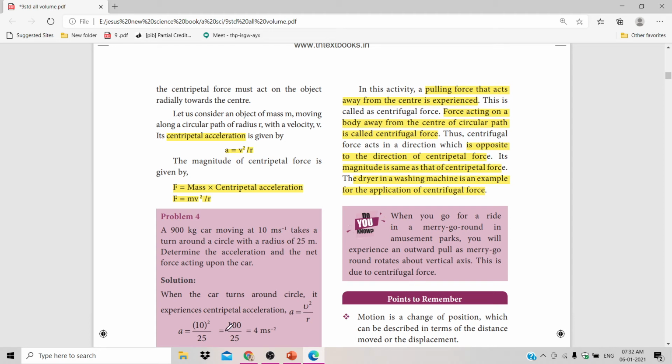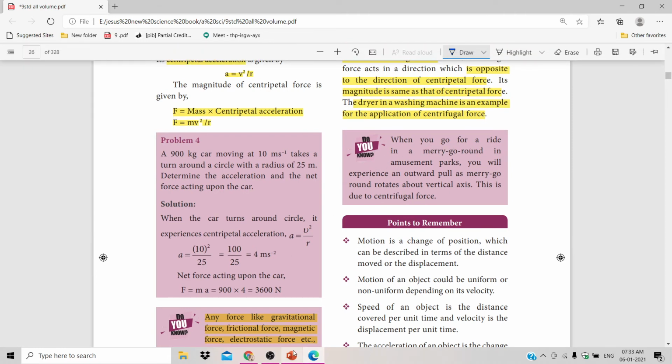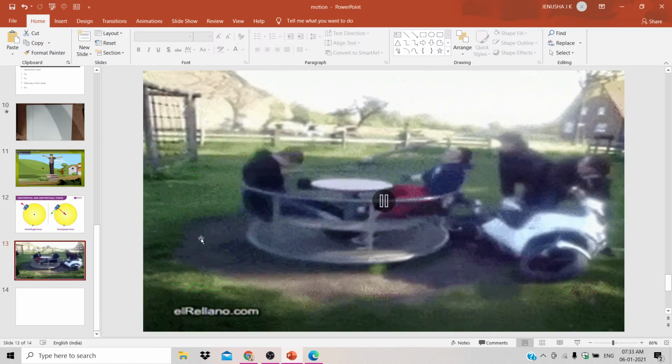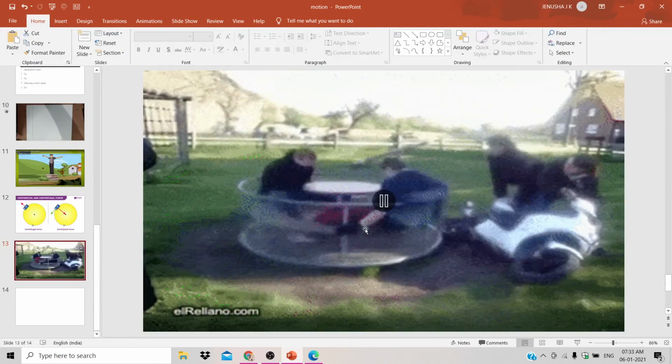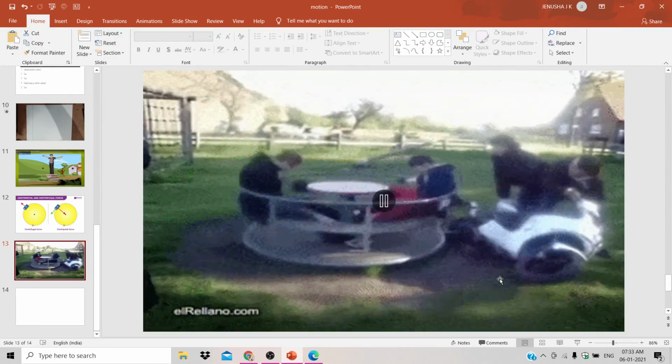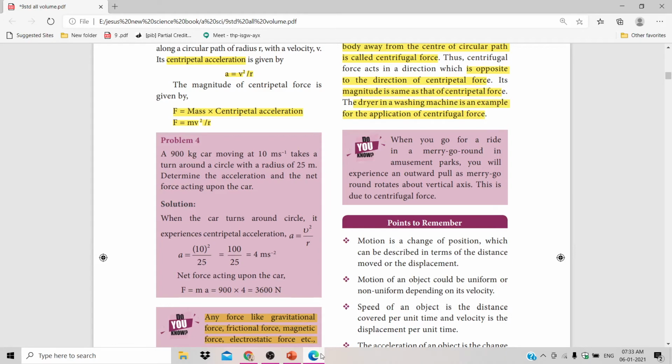An example is the washing machine dryer. If anybody has a washing machine at home, please notice that while you are using the dryer, the machine runs faster compared to washing, and the clothes kept in it move in a circular direction very fast and like to come out. That is the effect of circular motion. And we know the merry-go-round. See, two persons are playing in the merry-go-round, and one person is thrown outside. Why is he thrown outside? That is due to centrifugal force.